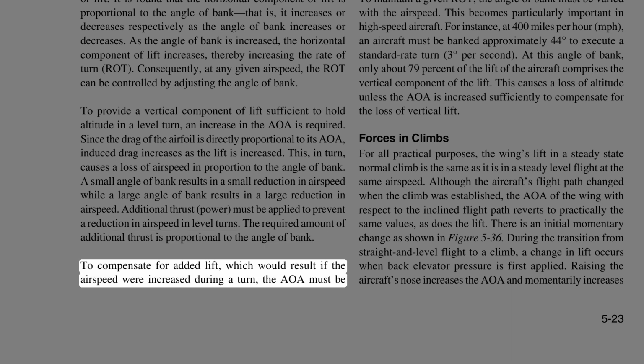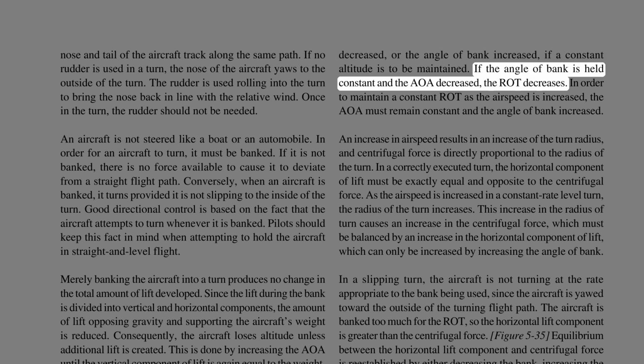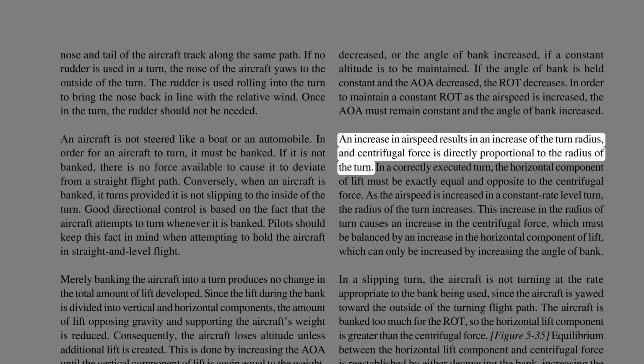To compensate for added lift, which would result if the airspeed were increased during a turn, the AOA must be decreased, or the angle of bank increased, if a constant altitude is to be maintained. If the angle of bank is held constant and the AOA decreased, the ROT decreases. In order to maintain a constant ROT as the airspeed is increased, the AOA must remain constant and the angle of bank increased. An increase in airspeed results in an increase of the turn radius, and centrifugal force is directly proportional to the radius of the turn.